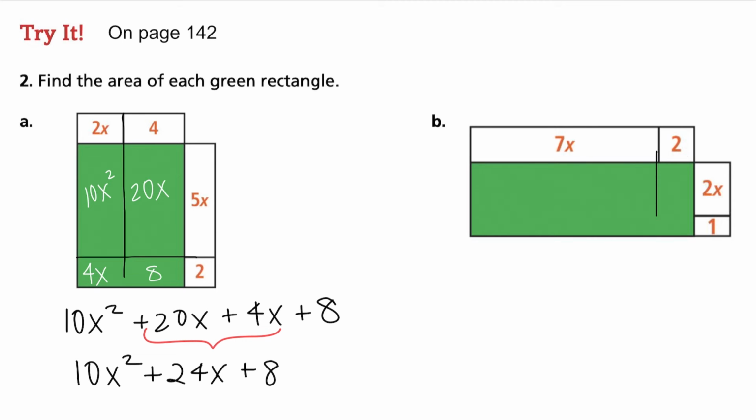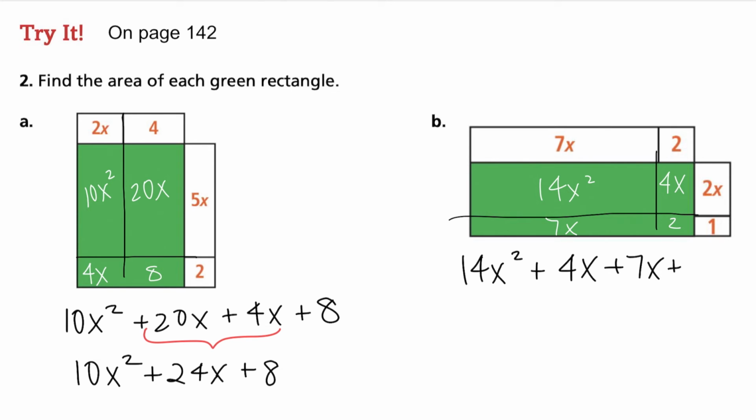For this next one, I'm setting it up the same way by drawing my lines. So 7x times 2x will give me 14x squared. 2 times 2x is 4x. 7x times 1 will just be 7x, and then 2 times 1 is just 2. So then I'm just going to add up all 4 of those terms, and because I have 2 like terms, I can combine those to get my final answer in standard form as 14x squared plus 11x plus 2.